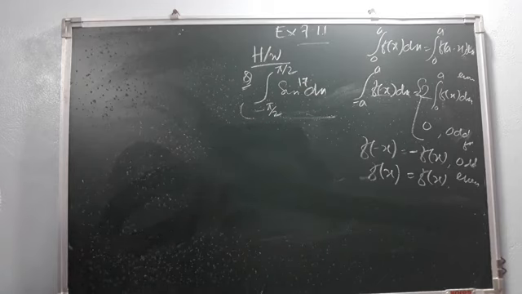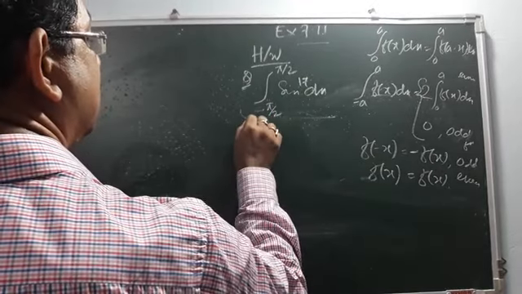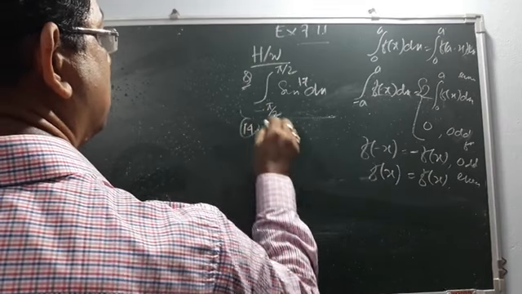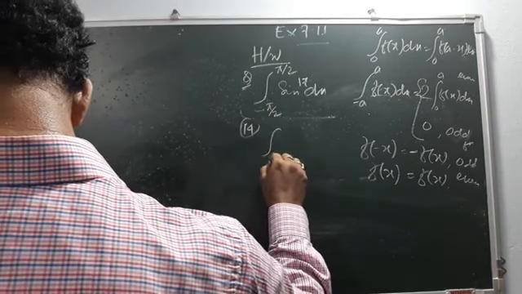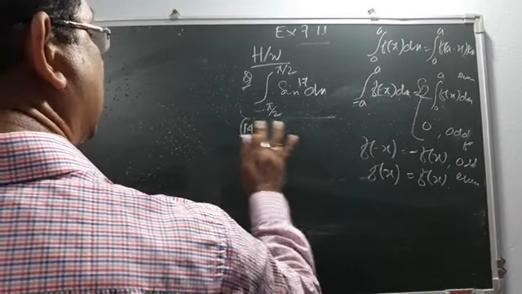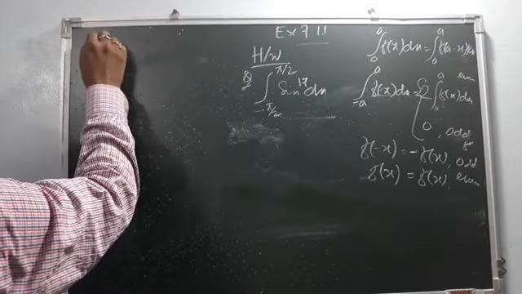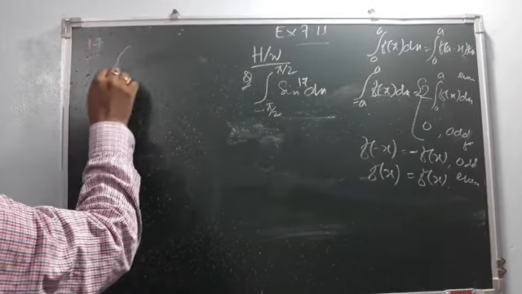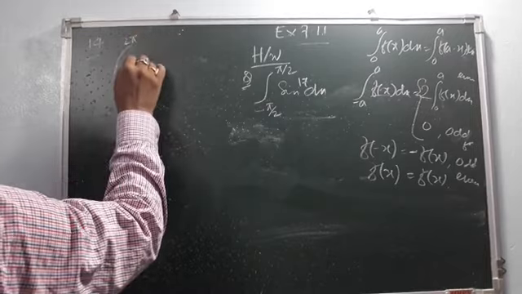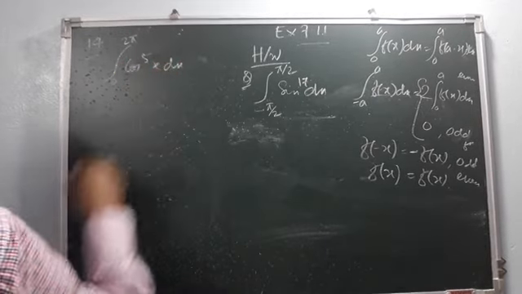Now we will do the next question, question number 14. Here also I am going to give some homework. No, I don't want to give this one because it is a little different. You may not be able to do it. So question 14 I am going to do. It is the integral from 0 to twice pi of cos 5x dx.